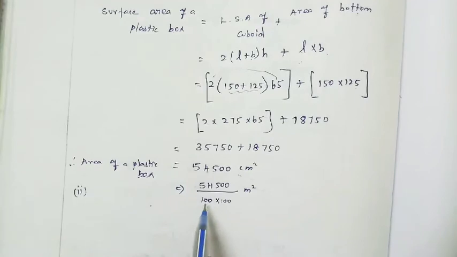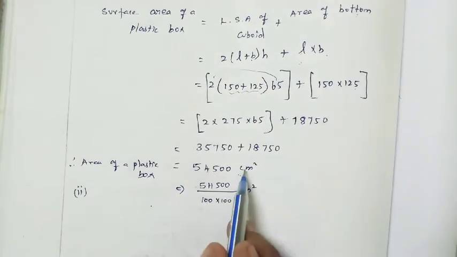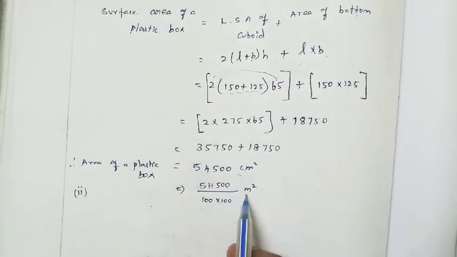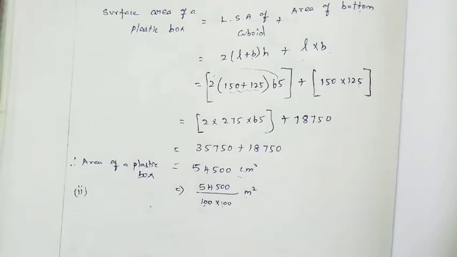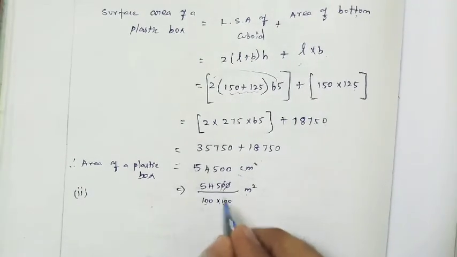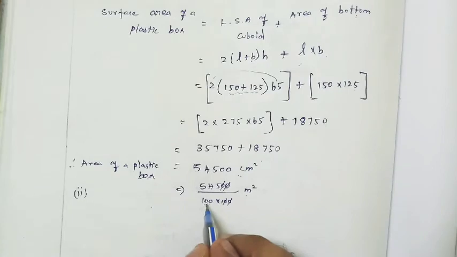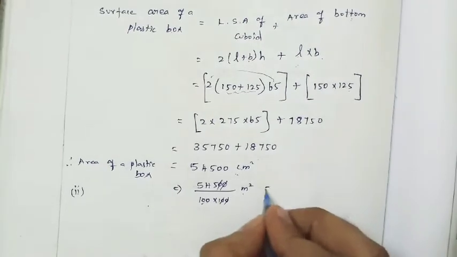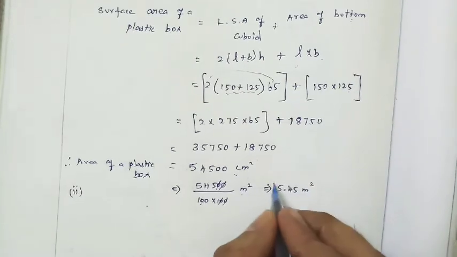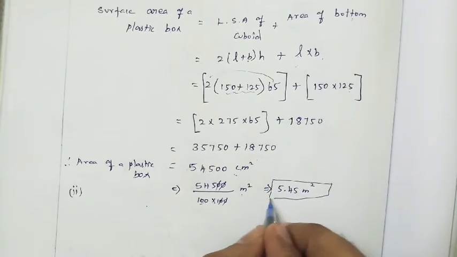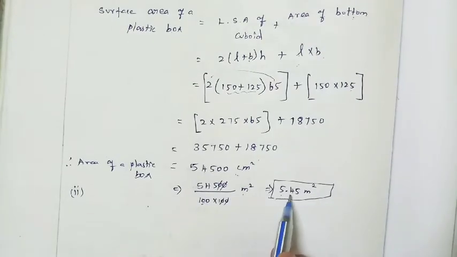Understood? Why am I dividing by 100 into 100? Converting centimeter square to meter square: centimeter means divide only once by 100, centimeter square means divide twice by 100, centimeter cube means divide 3 times by 100, thrice. Simplify: 0, 0 cancel. 545 divided by 100 is 5.45 meter square. Therefore, the area of the plastic box is 5.45 meter square.